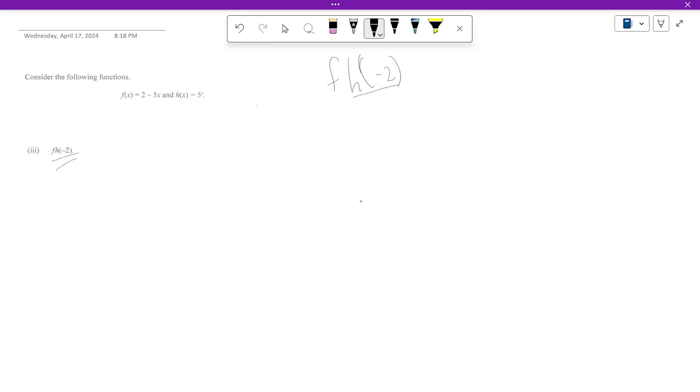What we need to do is first solve this inner part, which is h of minus 2. Like before, wherever we see x, we're going to put whatever value is in the bracket. In this case, it's minus 2. So it's 5 to the negative 2 power. Based on this being a negative power, we're going to make it the reciprocal, so we put it in the denominator's position. Then we have 5 squared, which we're just going to expand to be 25. So what we're having is f of 1 divided by 25.